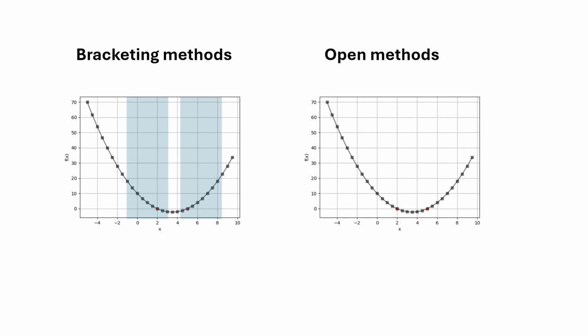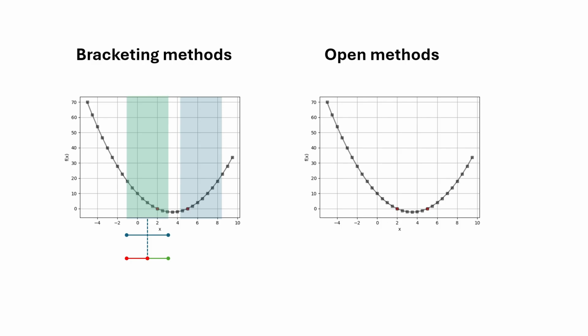To explain how bracketing methods work, we'll focus on the root at x is equal to 2. So we start with the lower and the upper bounds. Then depending on the method, as each has its own way, we get the next estimate. Now we evaluate the two intervals which are on the left and on the right of the estimate for a sign change. In this case, we see the sign of the function changing in the interval to the right.